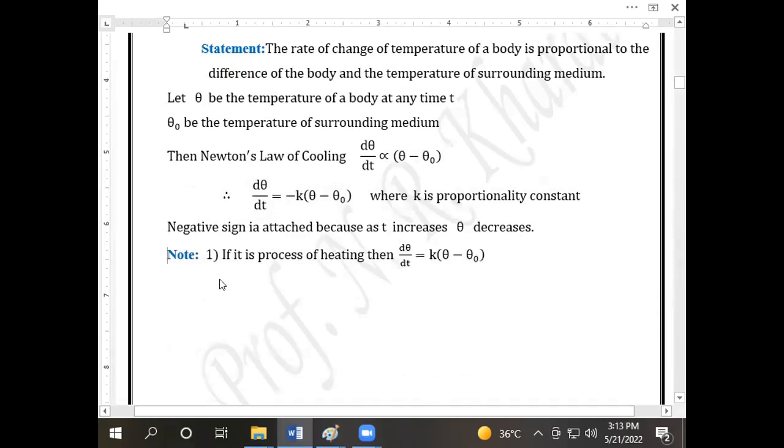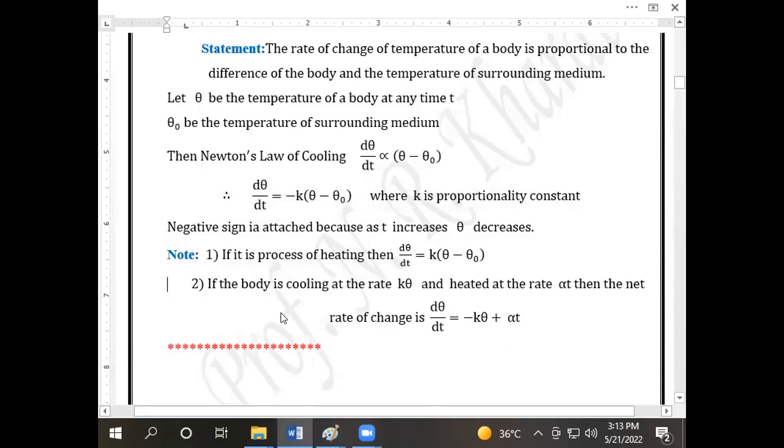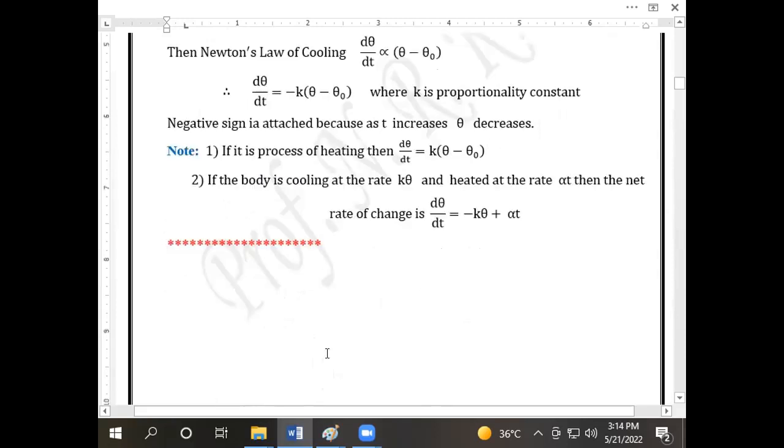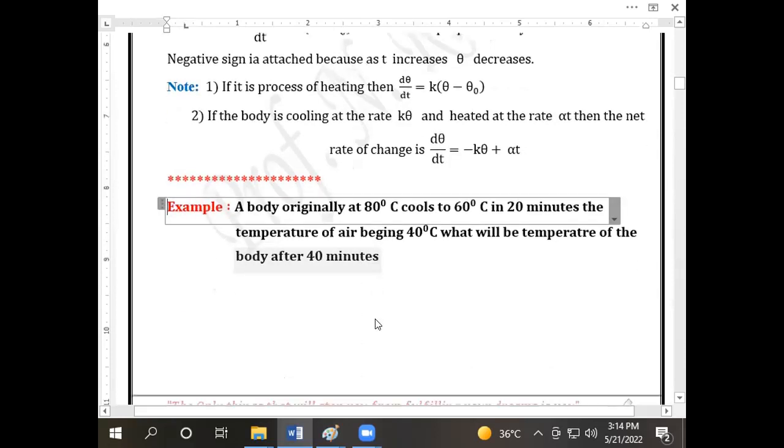When the negative sign is removed from this differential equation, it is said to be the heating law, or the process of heating occurs in that condition. When the body is cooling at the rate k theta and being heated at some rate, the net rate of change is d theta upon dt equals minus k theta plus some alpha times t. This is the scenario. We will see some examples of Newton's cooling.